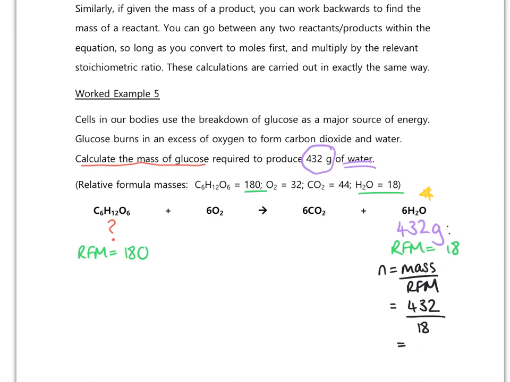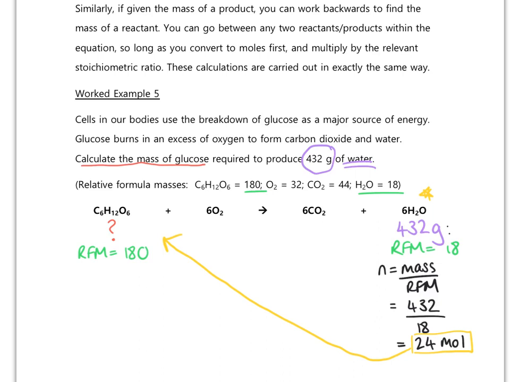Put that into your calculator and you get 24 moles of water. So this reaction is producing 24 moles of water, and I want to work out what mass of glucose is needed to produce 24 moles of water. So I need to bring this number of moles over to my glucose, but I'm going to have to think of my ratio. Let's think about the direction we're going here.